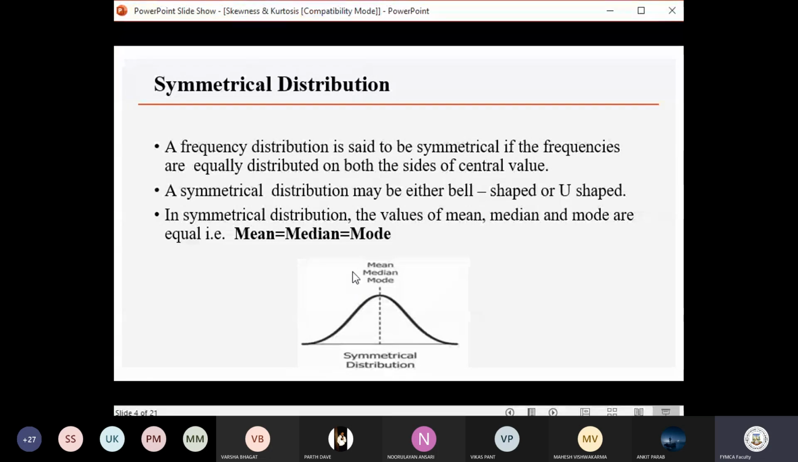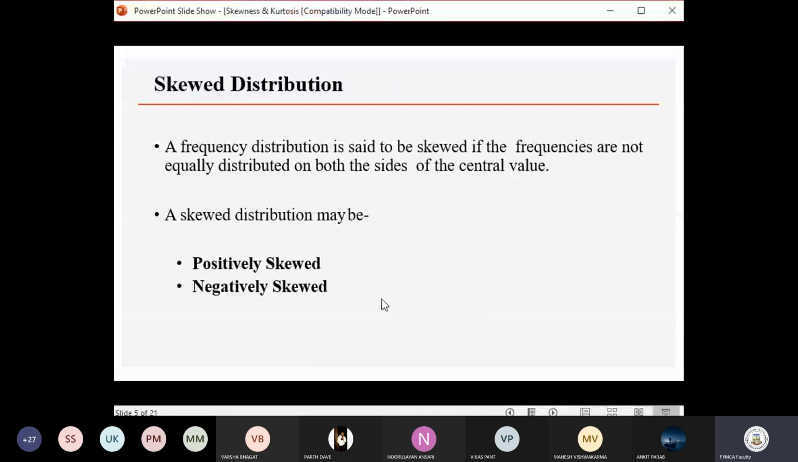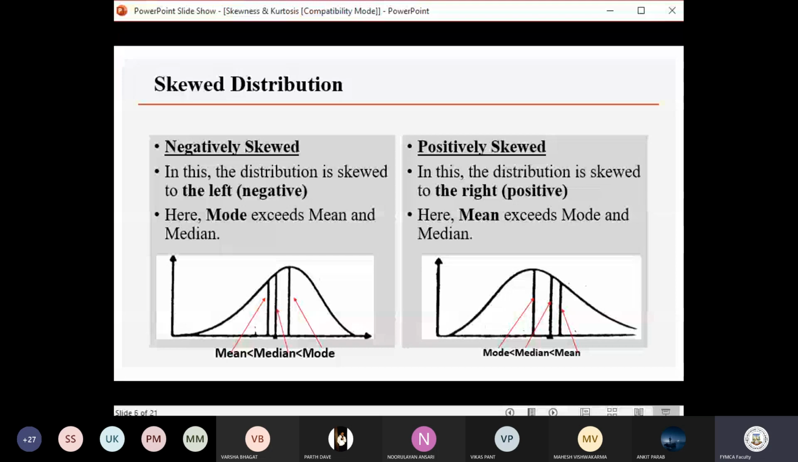In that case, we have seen that it will be positively skewed or negatively skewed. So if we saw the symmetric case, now after symmetric there will be asymmetric distribution. Under that asymmetric, it will be either positively skewed or negatively skewed. Now what is the meaning of positively skewed and negatively skewed? Let's have a look at the negatively skewed and the positively skewed.